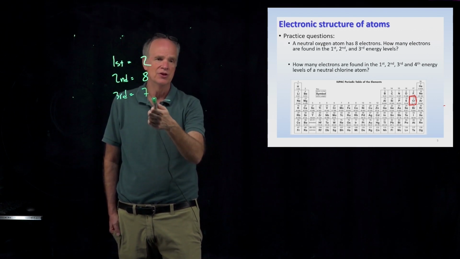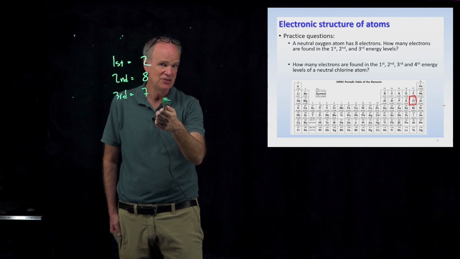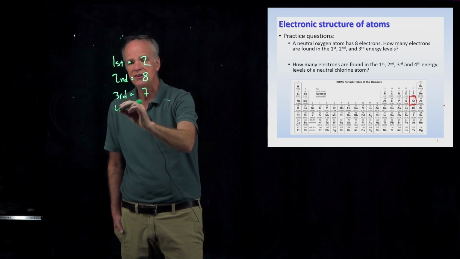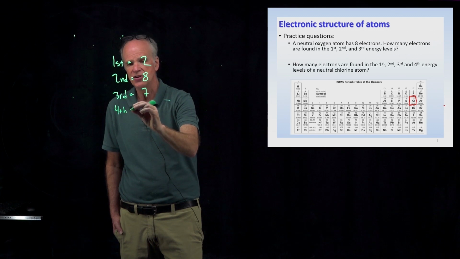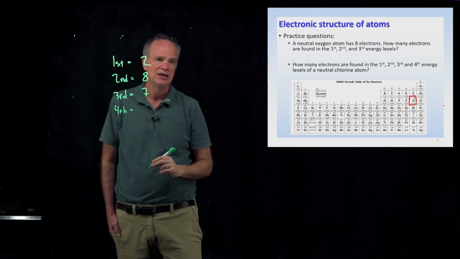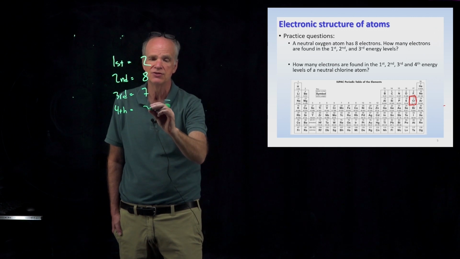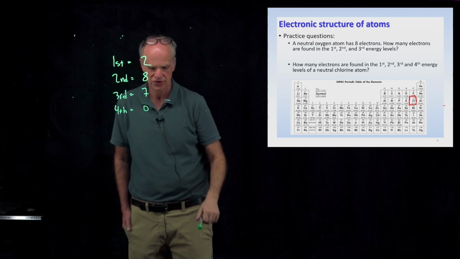Now remember, the third energy level can accept up to 18 electrons, so you could put a lot more in here if you wanted to. That pretty much does all of chlorine's electrons. And so you can imagine that the fourth energy level of chlorine doesn't have any electrons at all. So that's 0. Okay, so we move on.